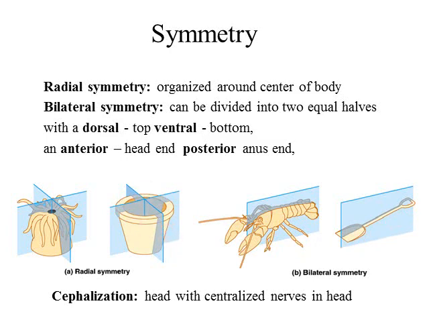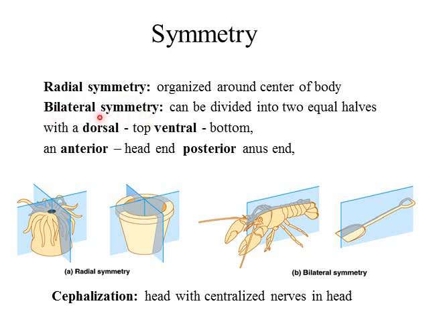It has radial symmetry. Now, if you have bilateral symmetry, you're going to have a dorsal or a top side. You're going to have a ventral or a stomach side. You're going to have an anterior or a head end, and a posterior or an anus end. But if you have radial symmetry, you don't have these, right? You're just kind of the same pretty much all the way around.